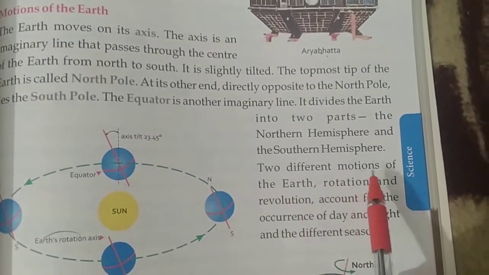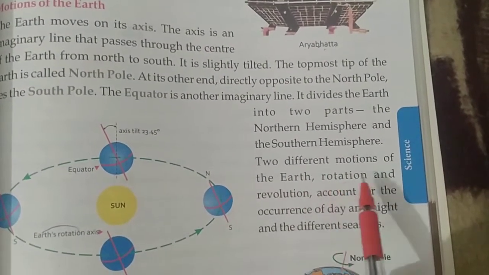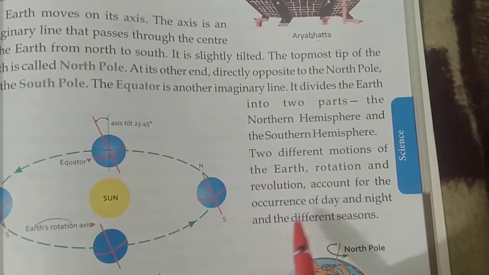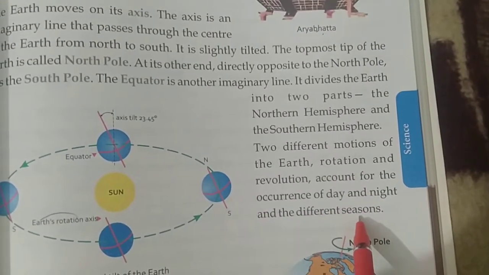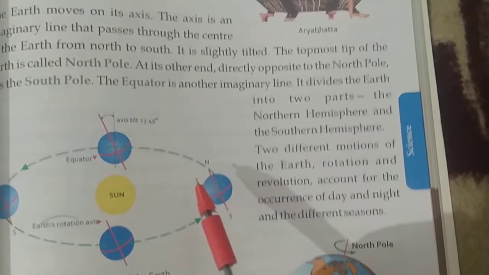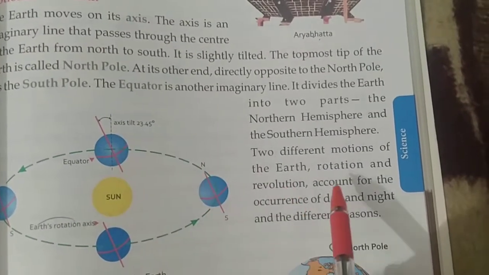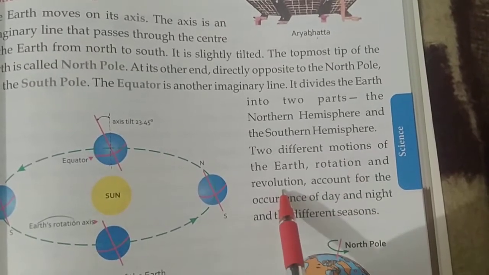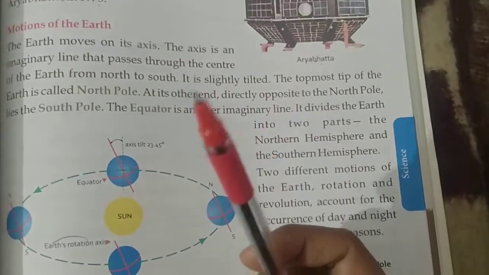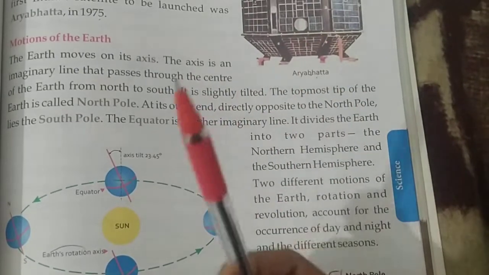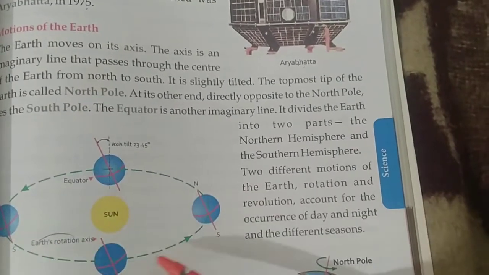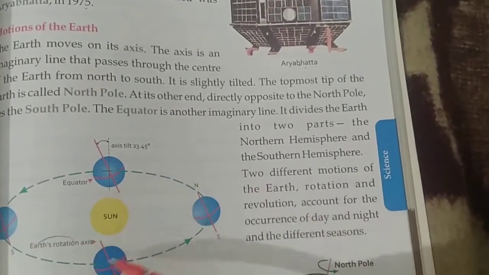Two different motions of the earth, rotation and revolution, account for the occurrence of day and night and the different seasons. So two types, one is rotation and the second is revolution. In rotation the earth is rotating around itself, and in the other the earth is moving around different places, it is revolving around the sun.